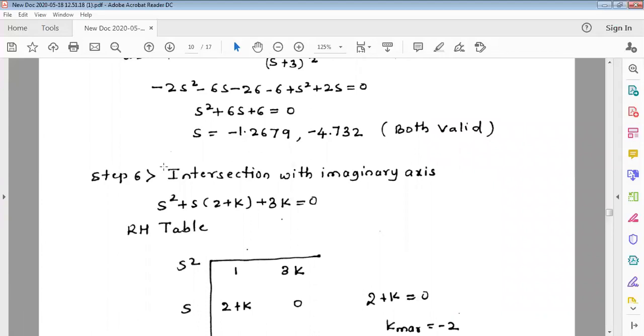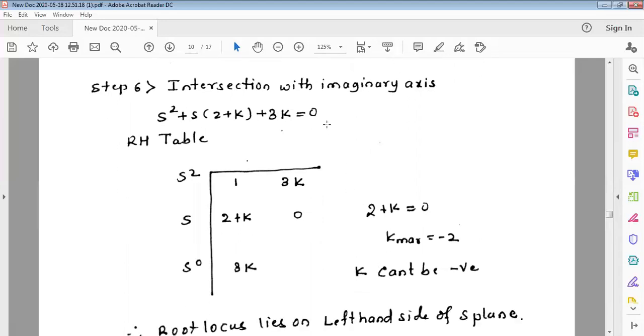Next, step number 6, which decides the intersection with the imaginary axis. So how to find the root locus intersection with the imaginary axis? We already have the characteristic equation, that is s square plus s(2 plus k) plus 3k is equal to 0. So we need to write the RH table here. What is the coefficient of s square here? It's 1. Then the constant is 3k. Next, the coefficient of s is 2 plus k, then 0.